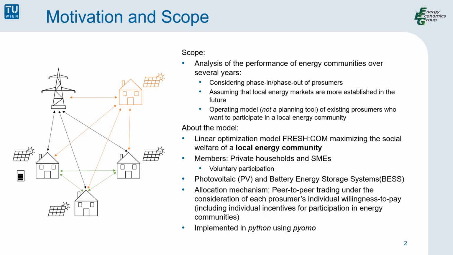The linear optimization model is maximizing the total social welfare of the community, and the allocation mechanism is peer-to-peer trading, considering individual willingnesses to pay. Therefore, the electricity is a heterogeneous product in the community. The model is implemented in Python using Pyomo.